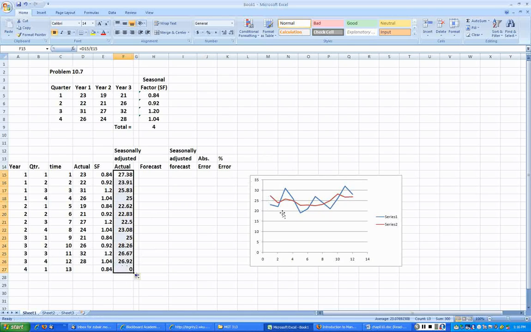Now look at over here. This is the actual data. The red line is the seasonally adjusted data, which is smoother than the actual one. So this is what it is. Suppose if the effect of season was not to be there, instead of selling 23 units here, we would have sold 27.38 units. Same thing here, instead of 22, it should be 23.91. So that is the effect of the season.